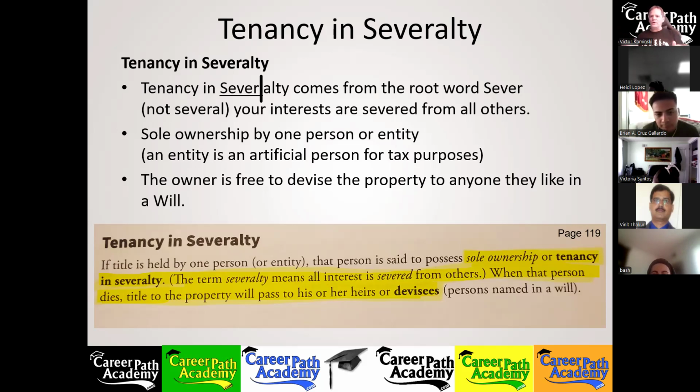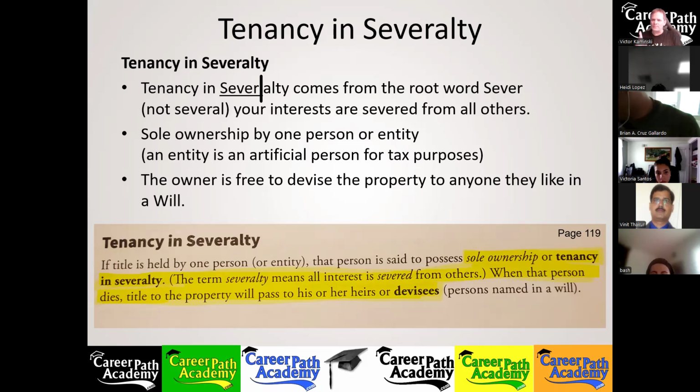Well, if you own it by yourself, it's called tenancy in severalty. The root word here is not several, it's actually sever, where your interests are severed from all others. Your interests are cut off from all others. This is tenancy in severalty. Sever means cut. So your interests are cut off from all others.